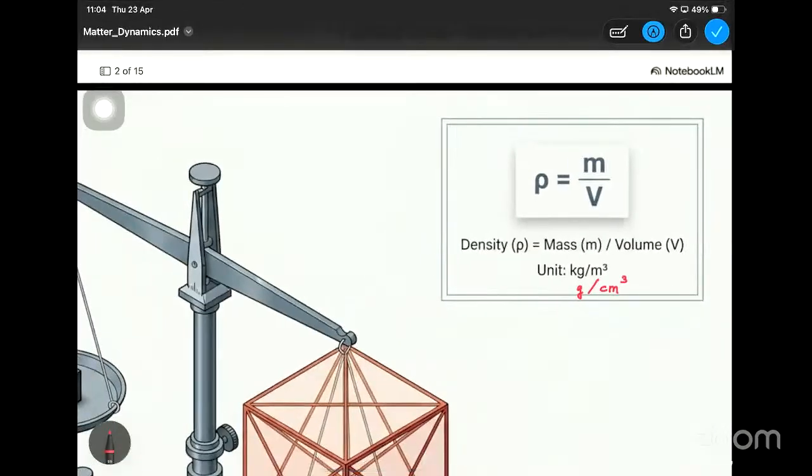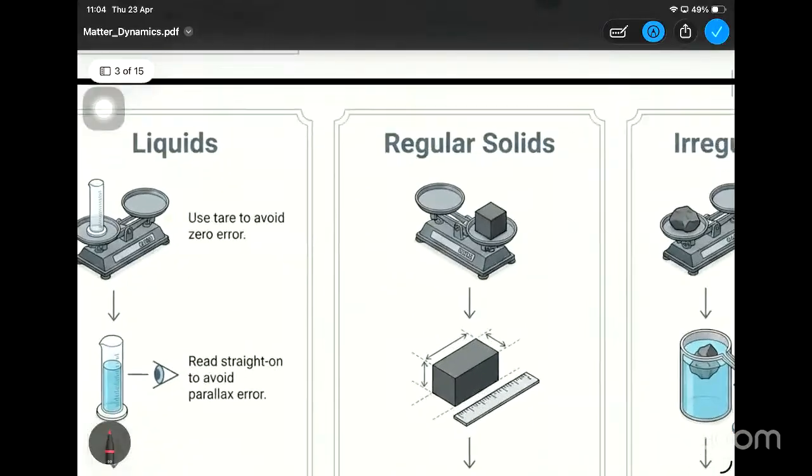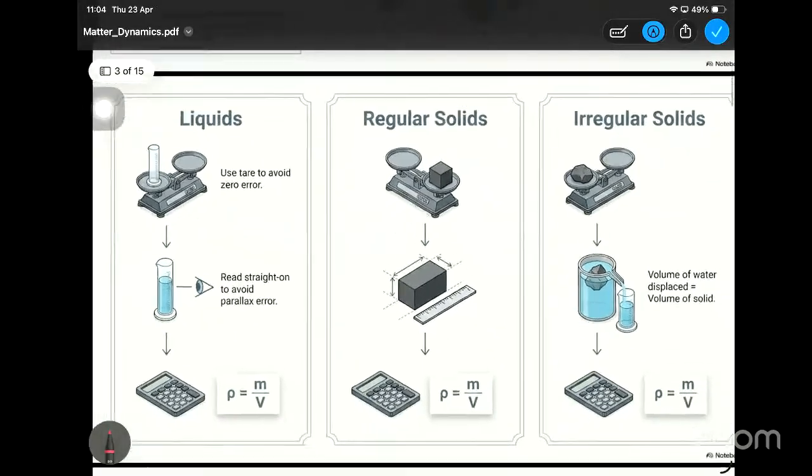As I mentioned yesterday as well, please pay attention to the unit that they are asking for in the question paper, and according to that you need to change the units and go for the unit conversion, and so on, right? Then, measuring the density of different sorts of substances.